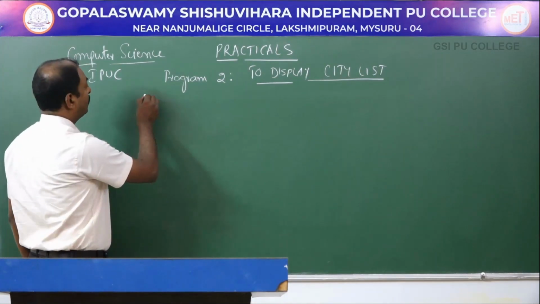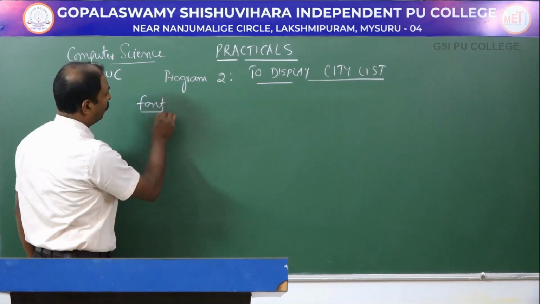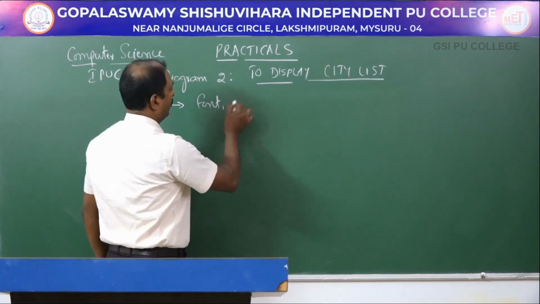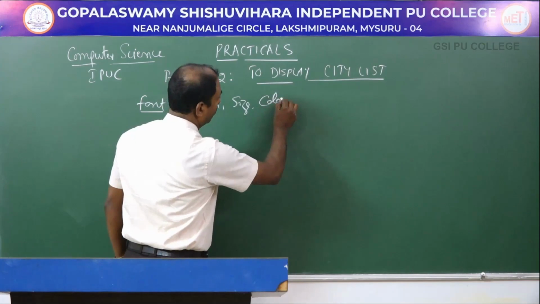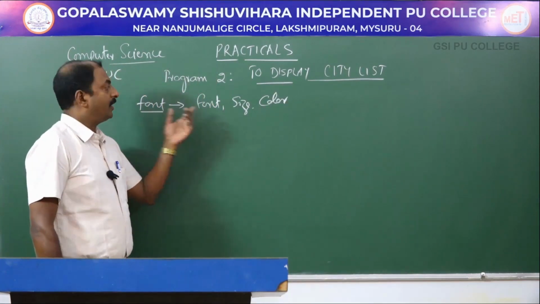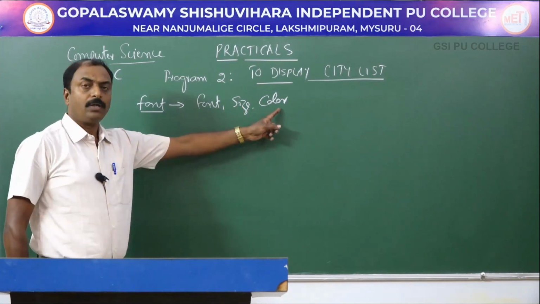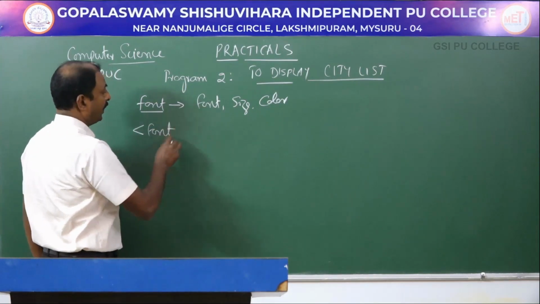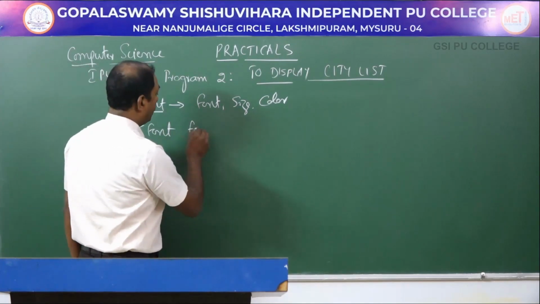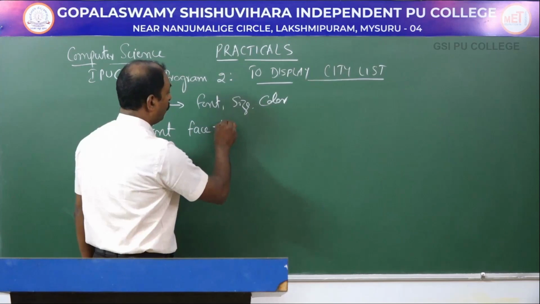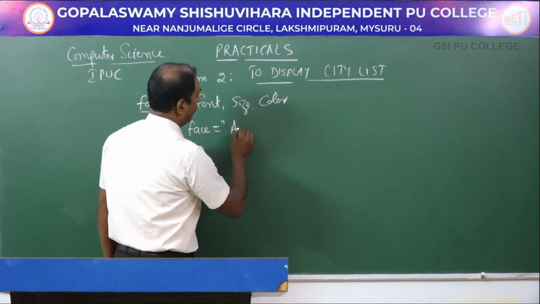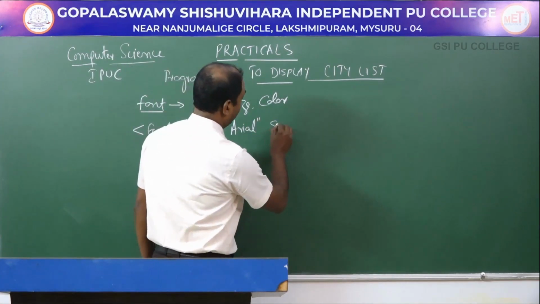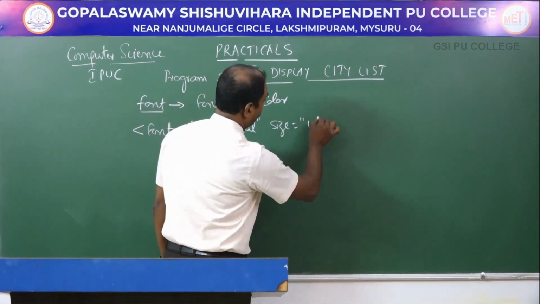Next tag is the font tag, to display the text in different fonts, different sizes and different colors. This font tag has different attributes. The syntax is font, and we have opened a tag here, and it has face. Face is one of the attributes and here we can write Arial. It is one of the fonts. And next one is size. Size I can write, for example, 10.